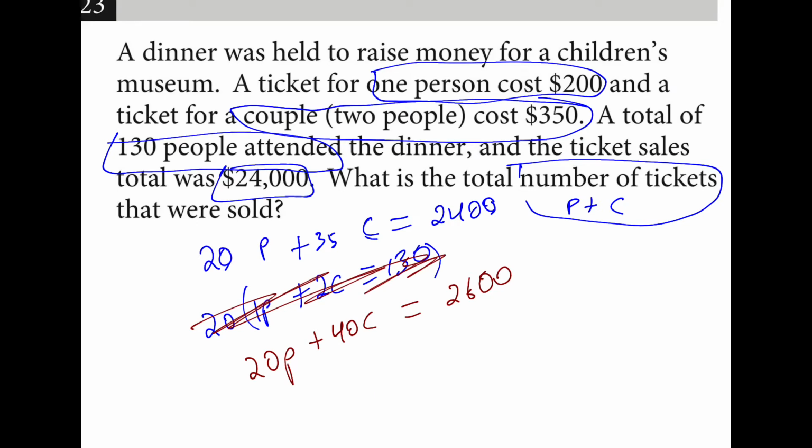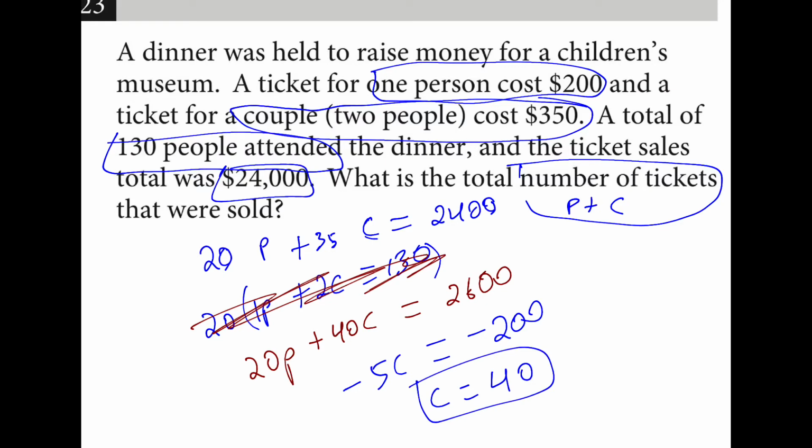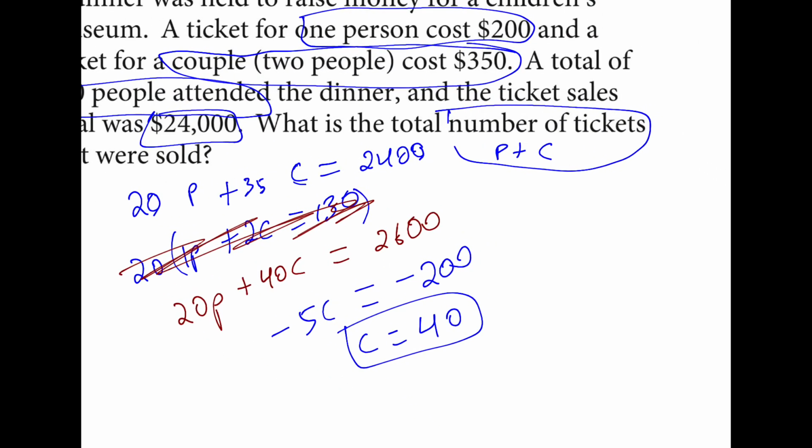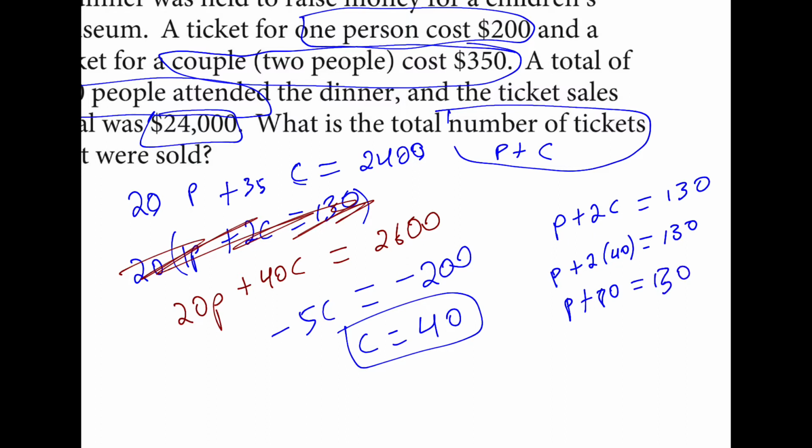And I'll get this out of the way since I've changed it. I'm going to subtract all 3 straight down to cancel out the P's. So this gives me negative 5C is equal to negative 200. So C is equal to 40. And if I go back to one of my original equations, I'll do the P plus 2C is equal to 130, since that's just easier to deal with. P plus 2 times 40 is equal to 130, or P plus 80 is equal to 130, or P is equal to 50. So they wanted to know the total number of tickets, so I add these two together, and the final answer is 90.